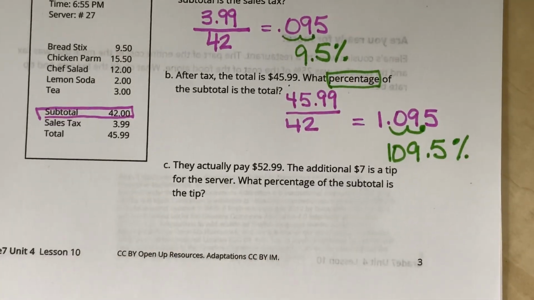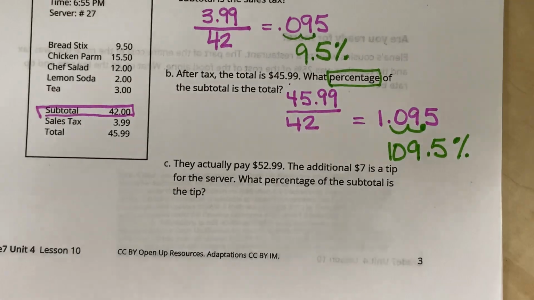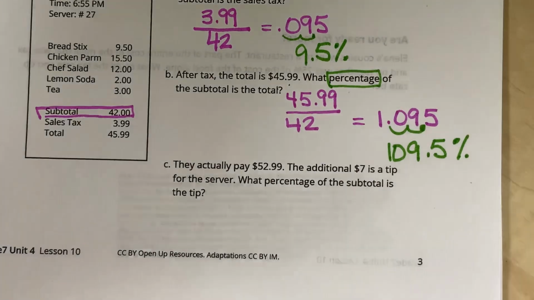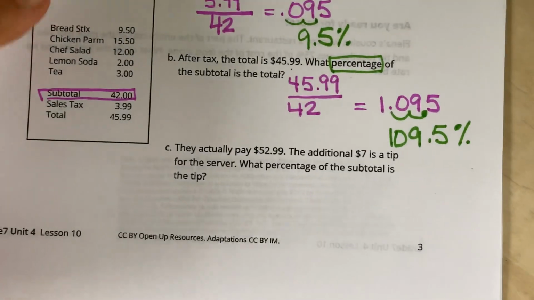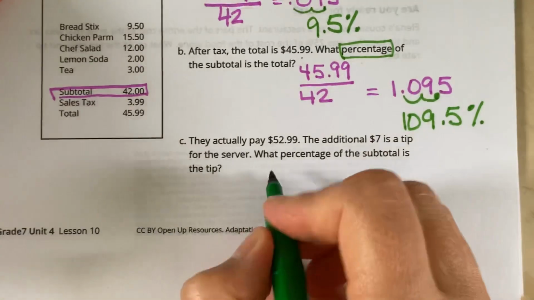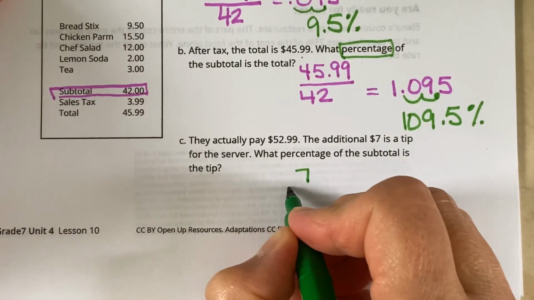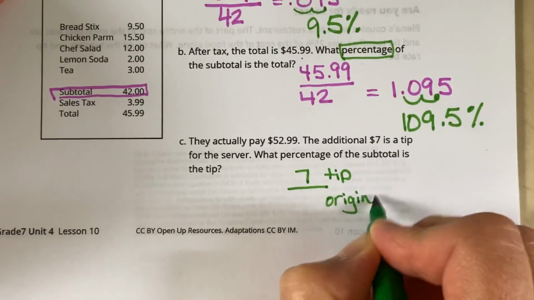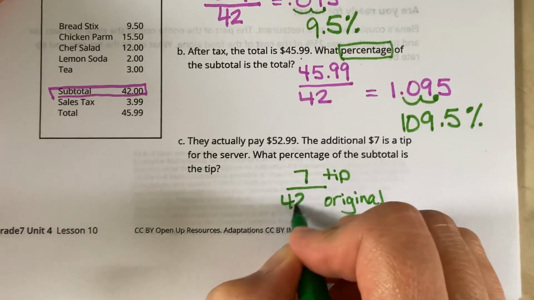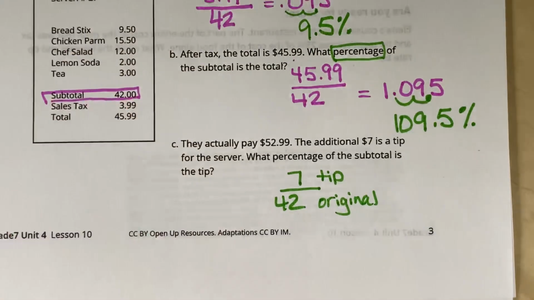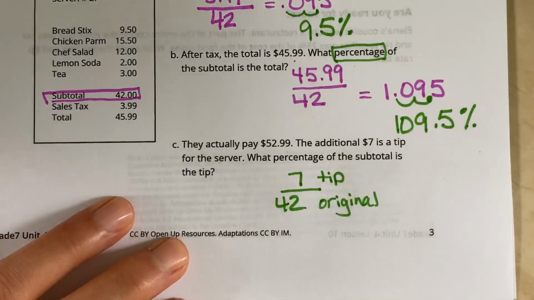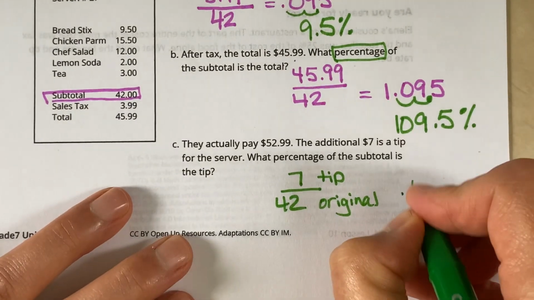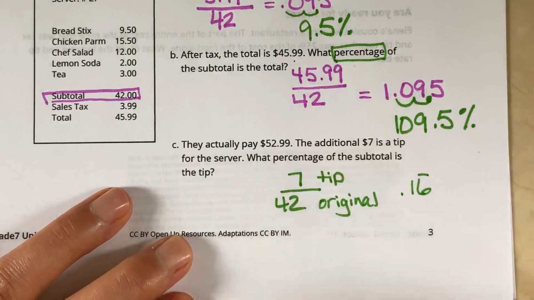This says they actually paid $52.99 with a $7 tip. What percentage of the subtotal is the tip? Okay, so this is the same for tax and tip. So tip over original. My original was 42. So I'm going to do 7 divided by 42. And yikes, I get 0.16 repeating.